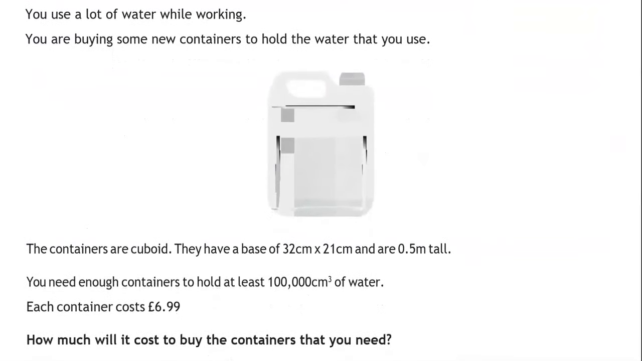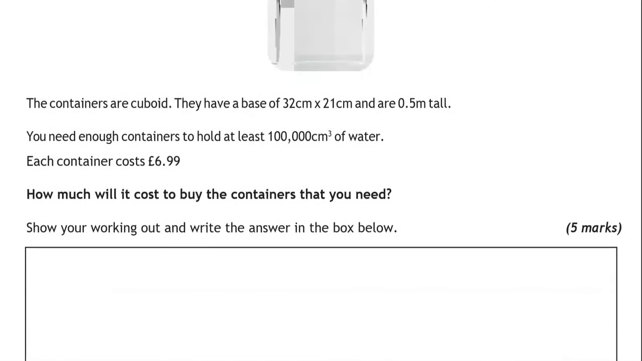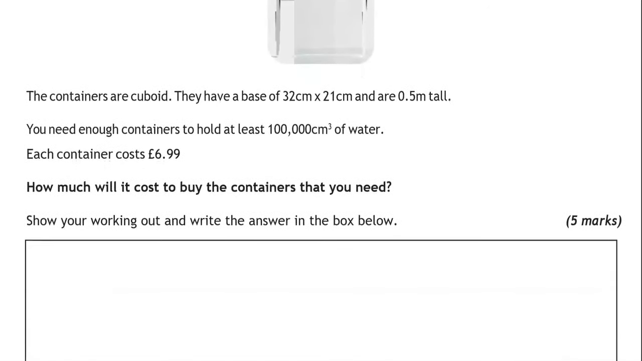Question 13. You use a lot of water while working. You are buying some new containers to hold the water that you use. The containers are cuboid. They have a base of 32 centimeters by 21 centimeters and are 0.5 meters tall. You need enough containers to hold at least 100,000 cubic centimeters of water. Each container costs £6.99. How much will it cost to buy the containers that you need? Show your working out and write the answer in the box below.